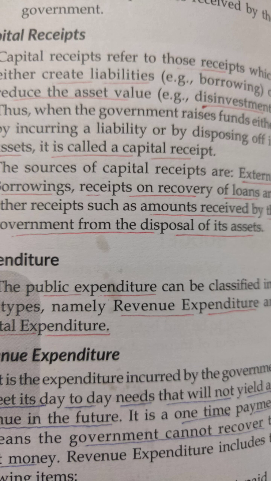2. They come from 2 main actions. Creating liabilities. This means borrowing money, taking a loan. Selling assets. This means selling something the government owns. 2 important things to remember about capital receipts.